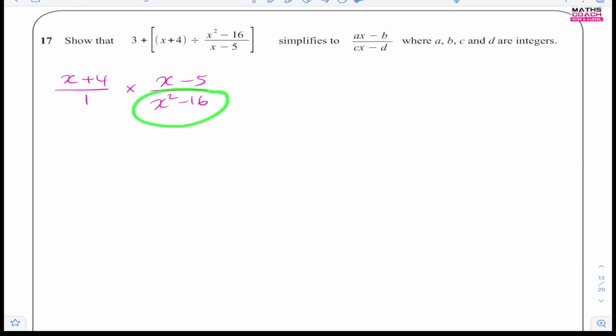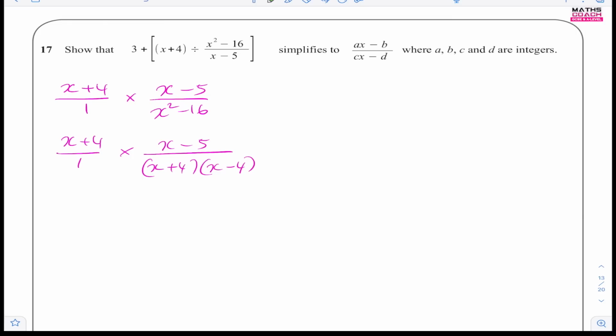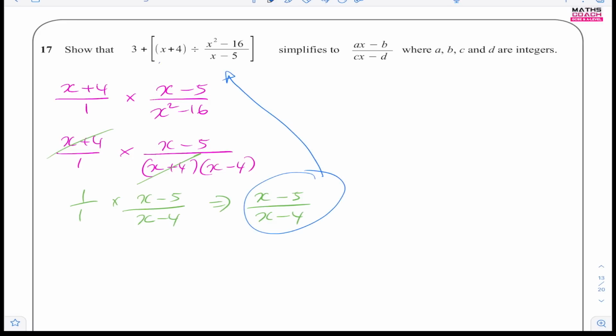Now the x squared minus 16 we can factorize. So we can have x plus 4 over 1 multiplied by x minus 5, and this becomes difference of two squares. So we're going to have x plus 4 and x minus 4. Now you can see that x plus 4 is here and here, so you can cancel them out. So you end up with 1 over 1 here times by x minus 5 over x minus 4. And this just simplifies to x minus 5 over x minus 4. So all of that is simply what we simplified this big bracket into. Now we just have to deal with that 3 on the outside.